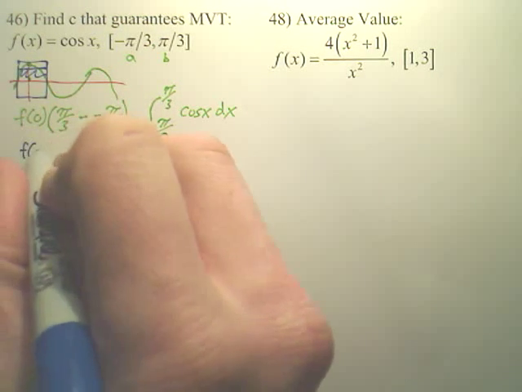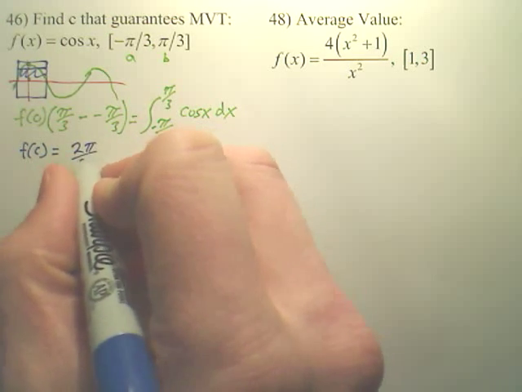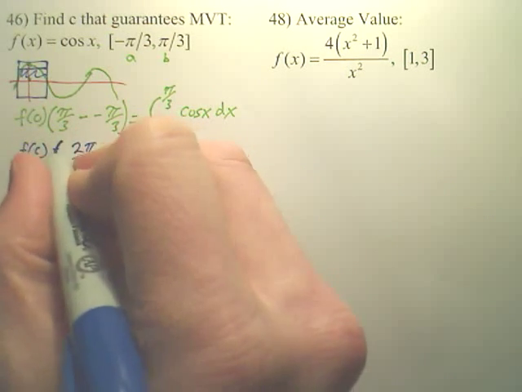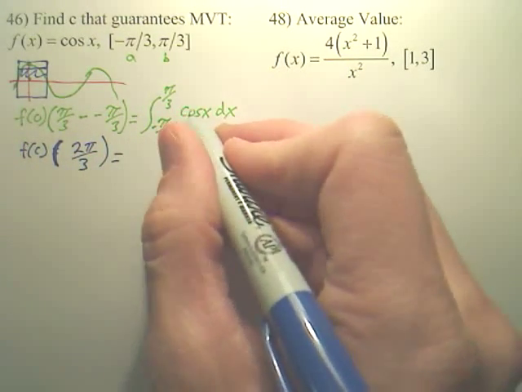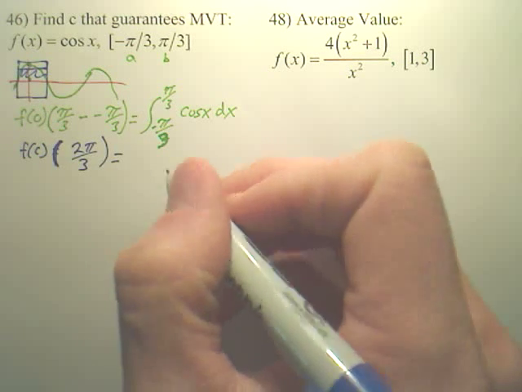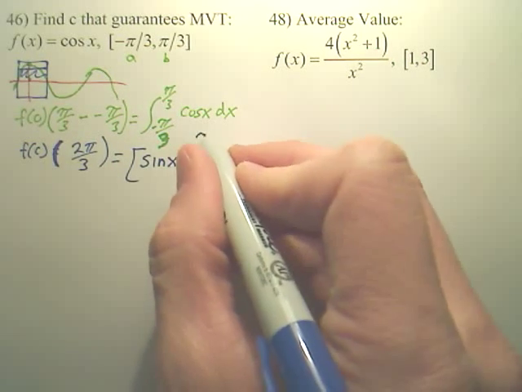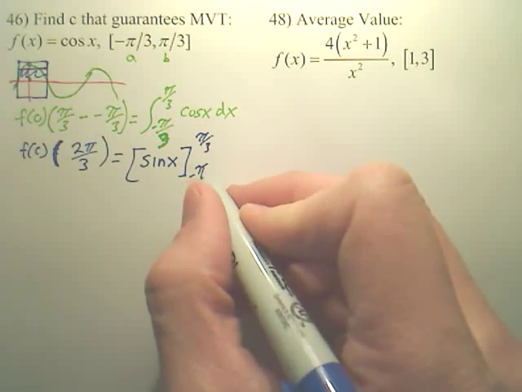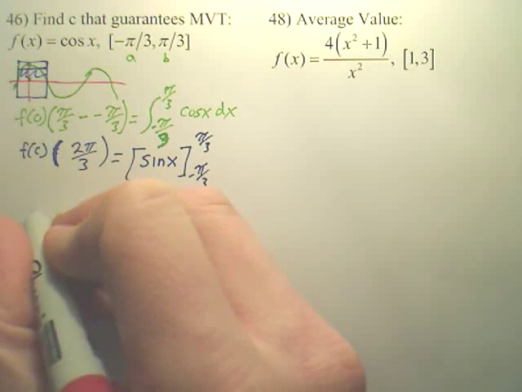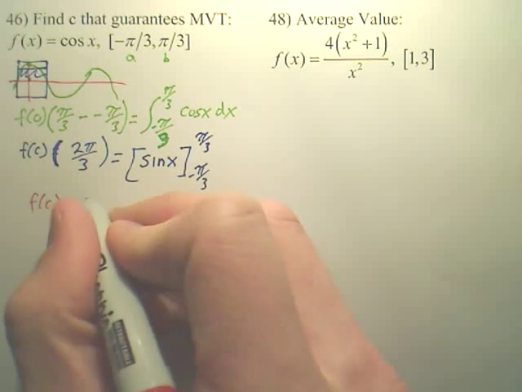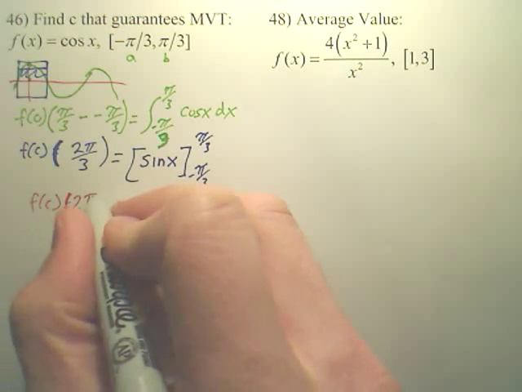So we now have f of c times 2 pi over 3. Not equal, sorry, times. Is that right? Yes. Equals, well, the integral of cosine is what? Positive sine. And our interval is from negative pi over 3 to pi over 3. When you calculate this, you now get f of c, I'm not doing equals yet, let's keep the equals out still.